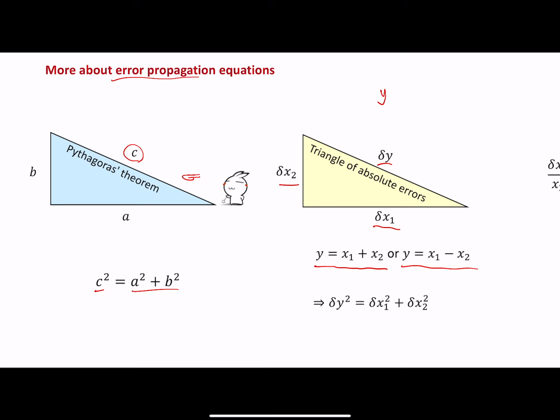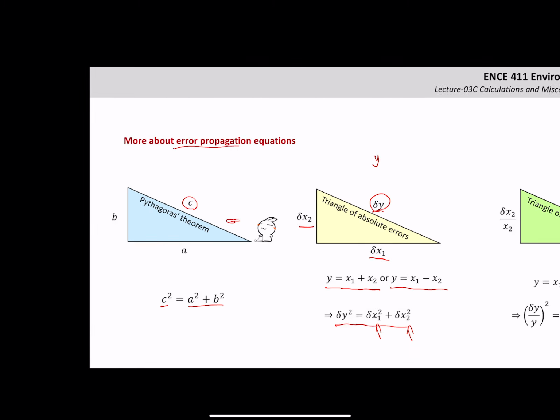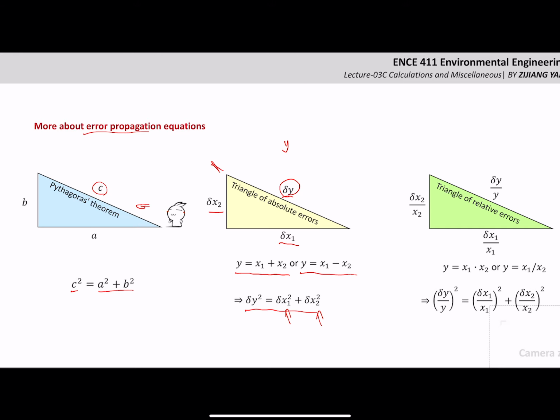And we can see that they satisfy this relation: the square of delta y equals the sum of the square of delta x1 plus the square of delta x2. Basically, I call this the triangle of absolute errors. But note that the coefficient here is 1.